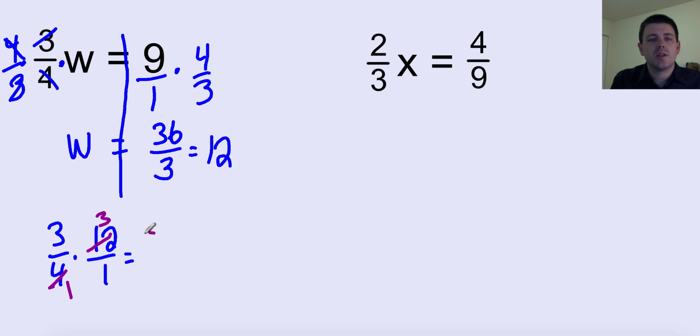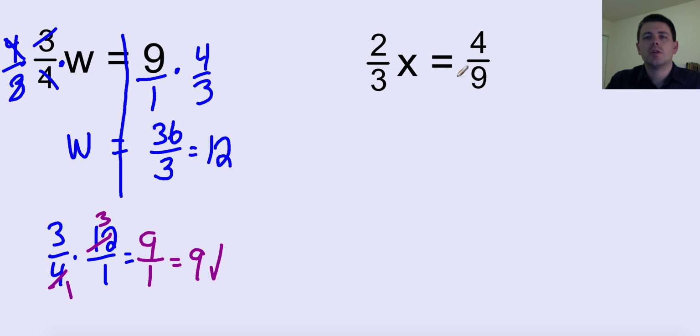3 times 3 is 9. 1 times 1 is 1. 9 over 1 is really just 9. That's what we wanted for our answer. So when you're dealing with a fraction, since we can't divide by a fraction, instead multiply by the reciprocal. Just flip the fraction upside down.